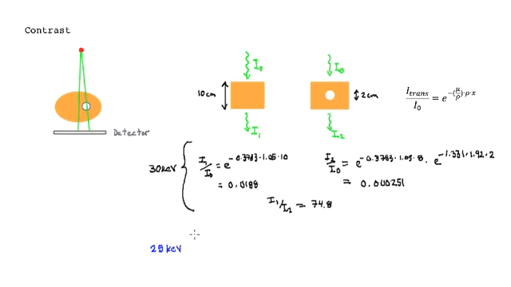Let's change it a little bit, down to 25 keV. We can do the same calculations, so I1 over I0. I'm not going to look up all the numbers, but if you do, here's what you get.